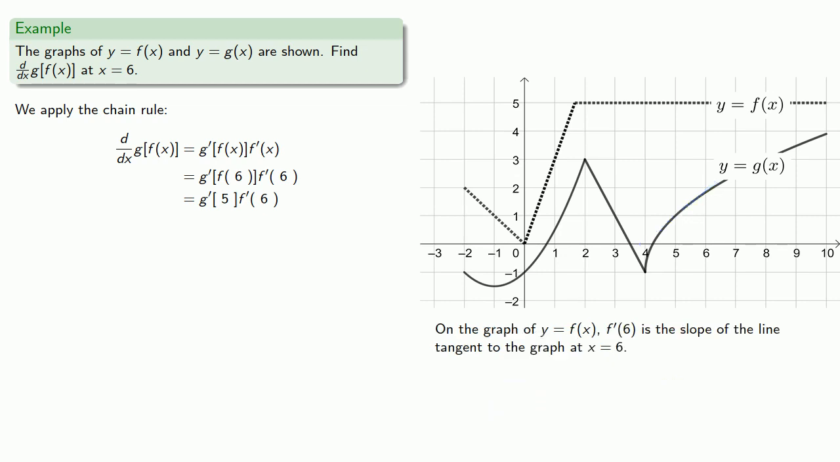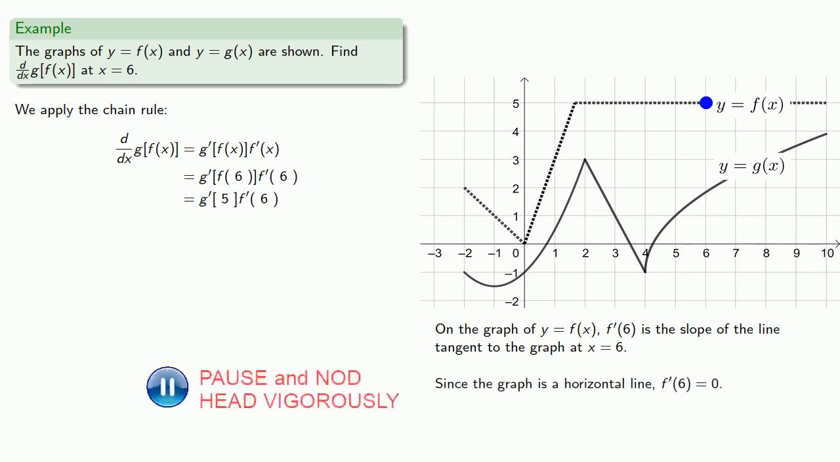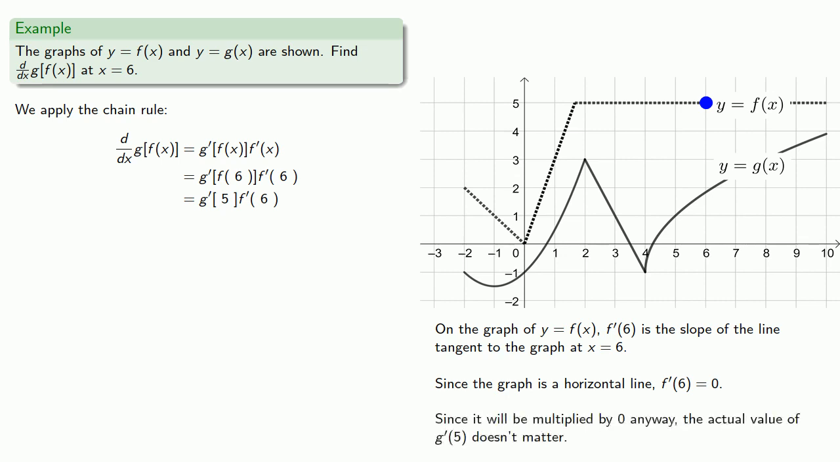So on the graph of y equals f of x, f prime of 6 is the slope of the line tangent to the graph at x equals 6. Now, that's around here someplace, and since the graph is a horizontal line at this point, f prime of 6 is going to be 0. And since it will be multiplied by 0 anyway, the actual value of g prime of 5 doesn't matter. We know it's positive something, but when we multiply positive something by 0, we get 0.